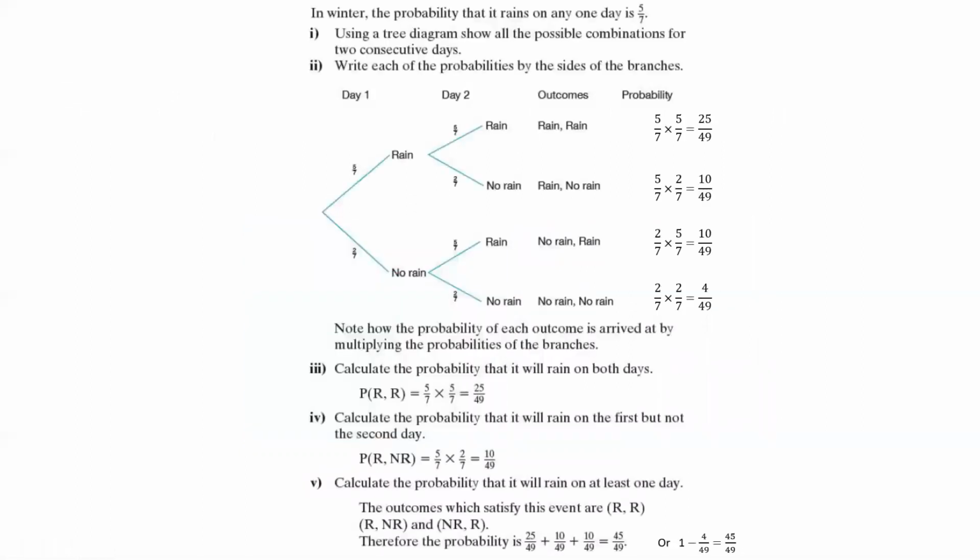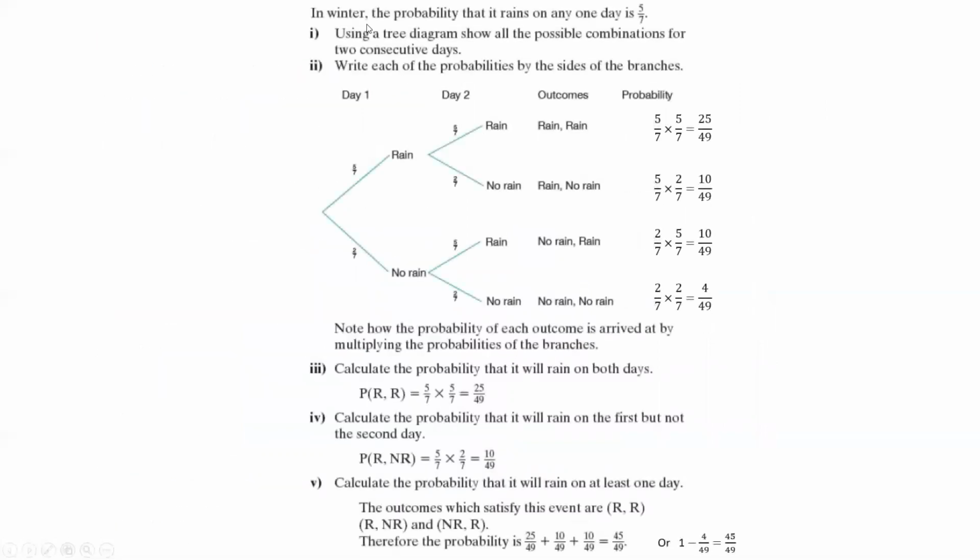Okay, then let's see one of the examples from the textbook. Okay, in winter, the probability that it rains on any one day is 5 over 7. That means we only consider rain or no rain. So they ask you to use a tree diagram to show the combination.